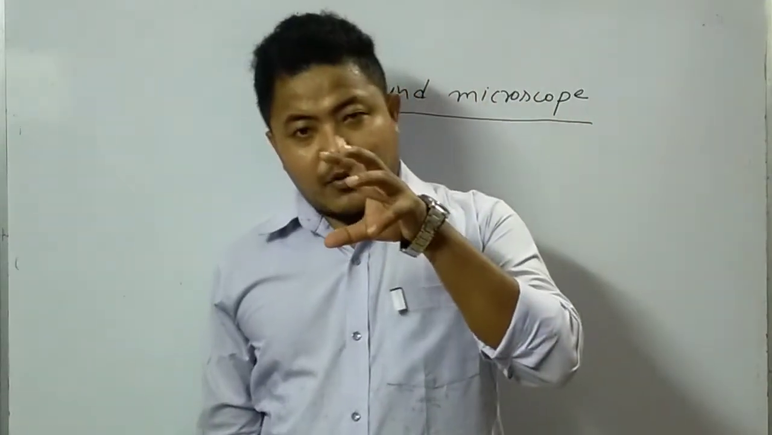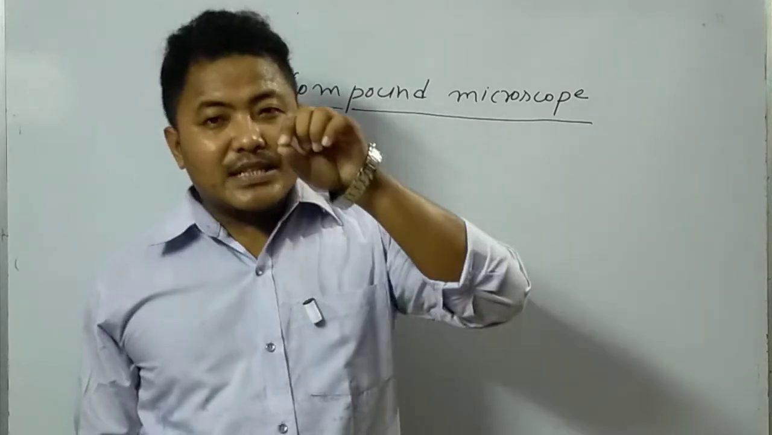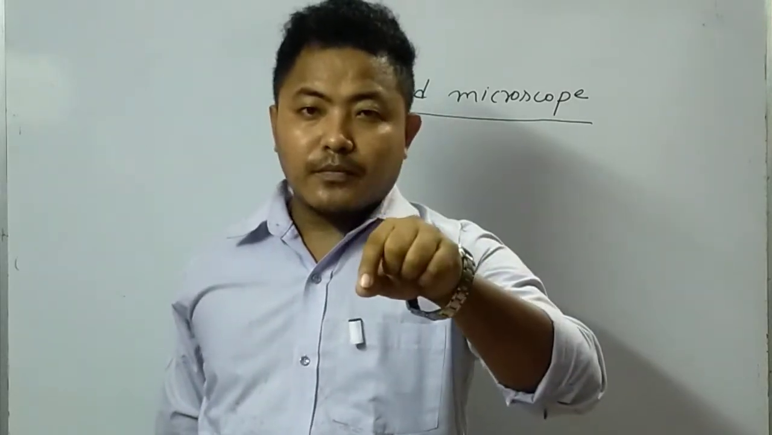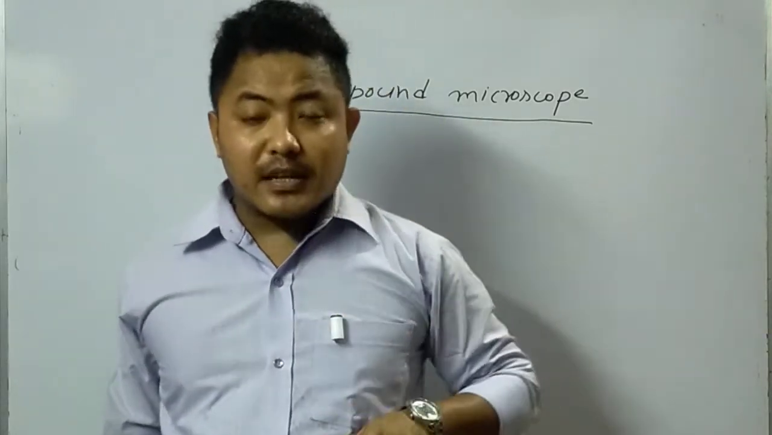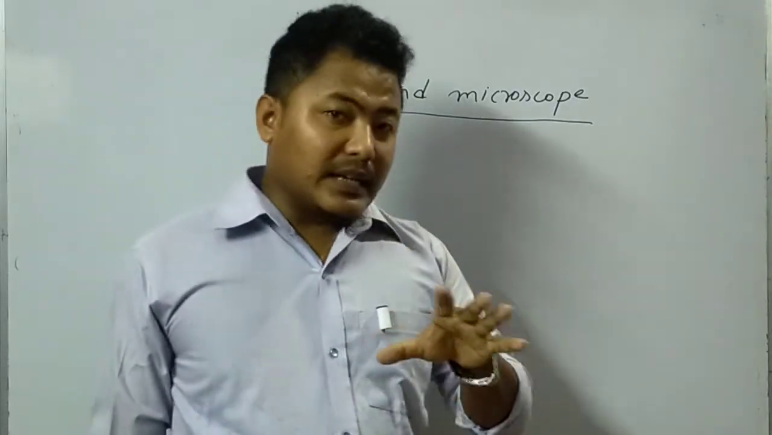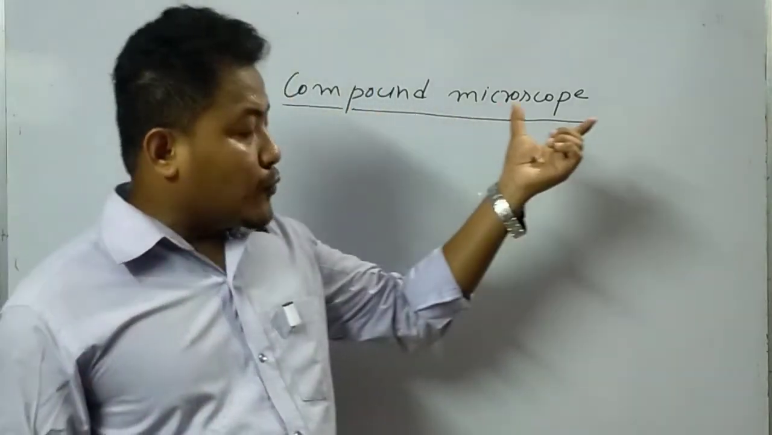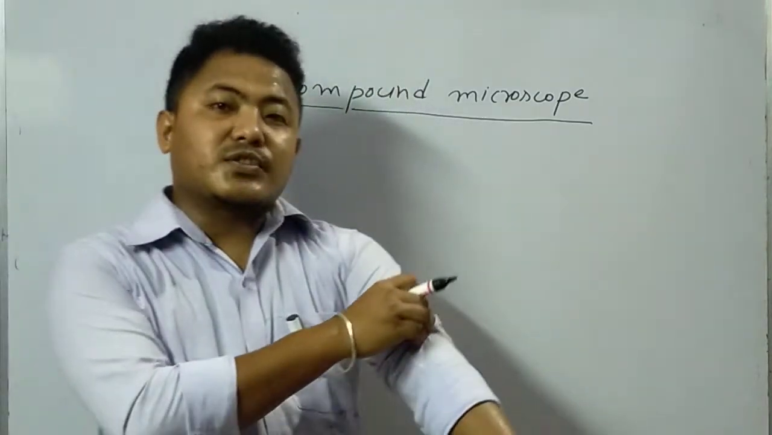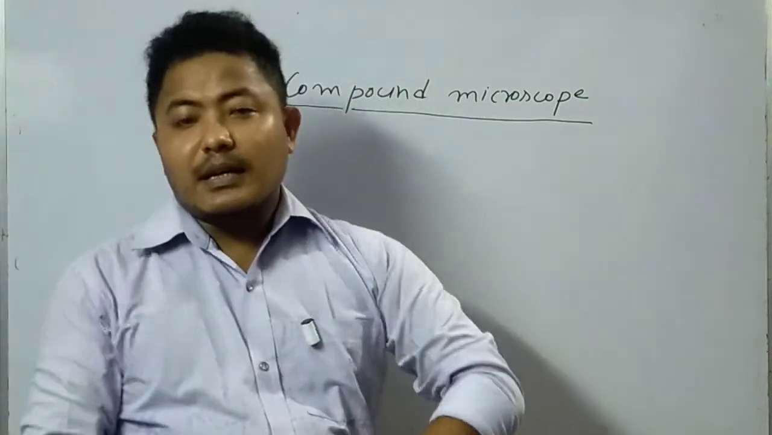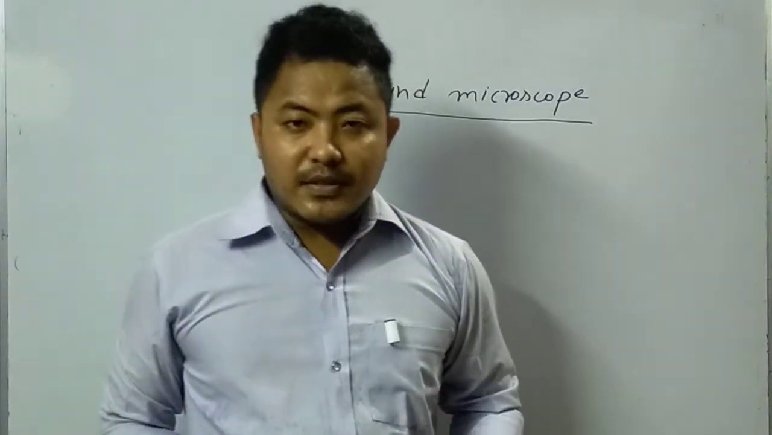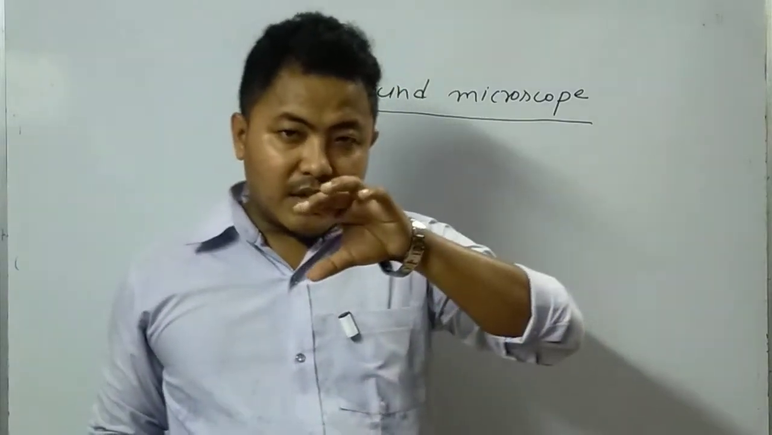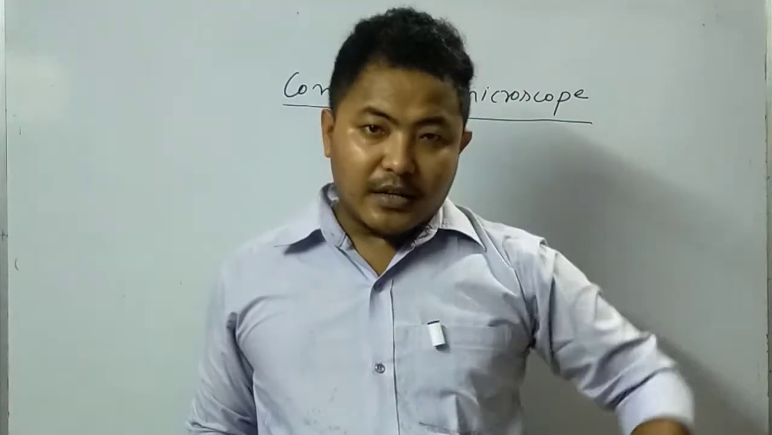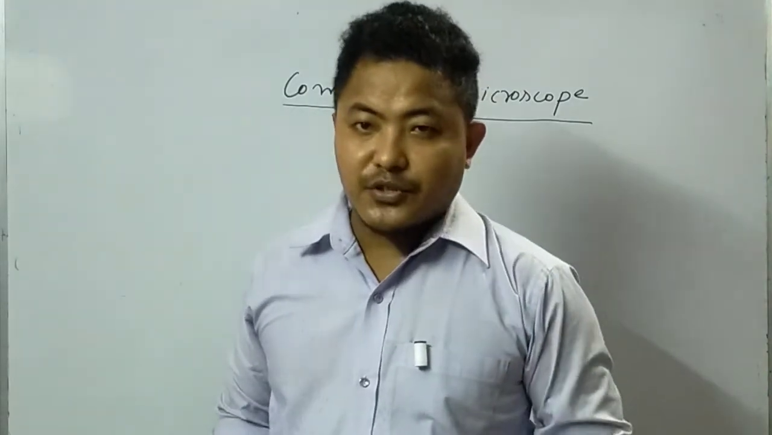Now what is a compound microscope? In the simple microscope we used one convex lens, but in the case of the compound microscope we will use two convex lenses. One lens is towards the object, that will be the objective lens, and the other is towards the observer's eye, and that will be your eyepiece lens.